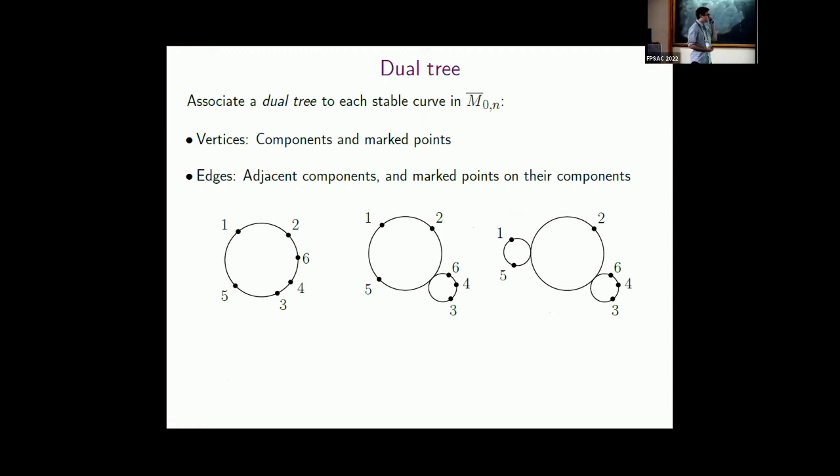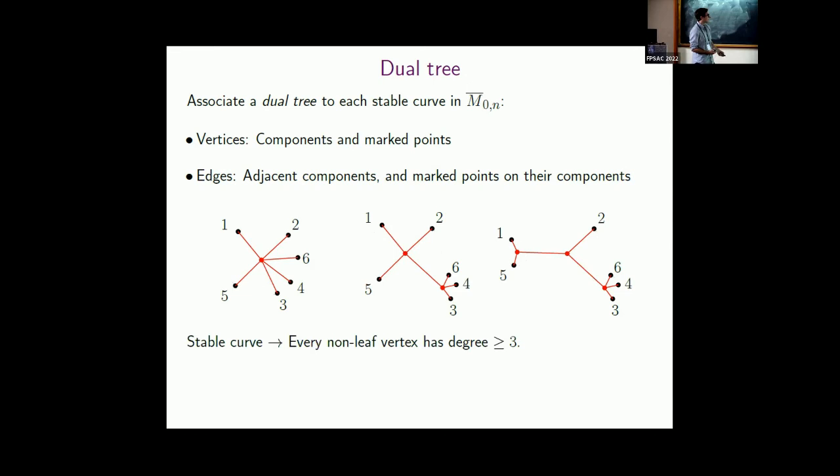And for each of these stable curves, points in the moduli space, we can give it a combinatorial type in terms of a labeled tree. So the vertices are the components and the marked points. And given two components that intersect, we draw an edge between their vertices. And we also draw edges between the marked points and their components. So these are the dual trees associated to the stable curves. And the combinatorial condition here is that a dual tree is defined to be one where each internal vertex has degree at least 3.